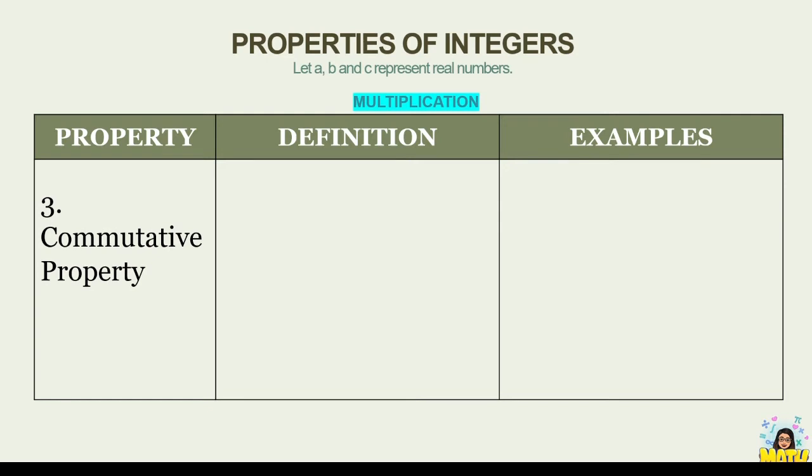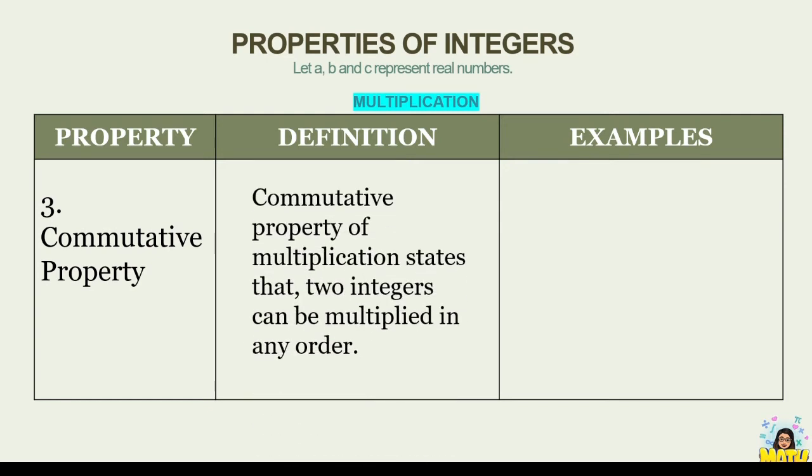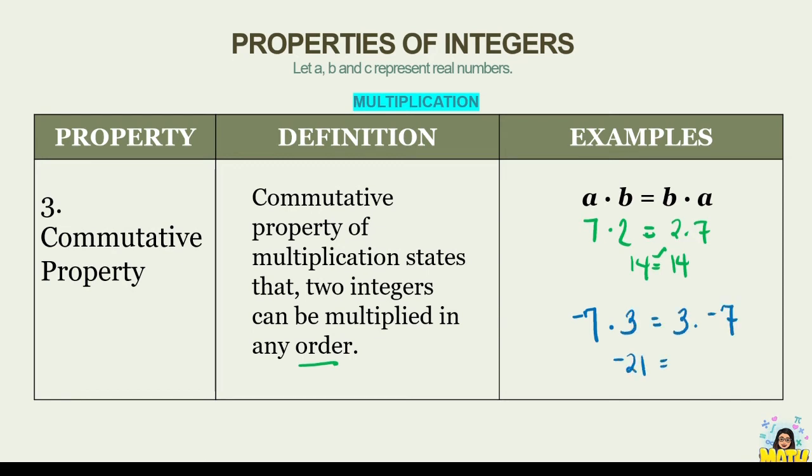Next, the third property is commutative property. So remember, pag sinabing commutative, the order of the factors will not change its product. So A times B, or kahit B times A pa yan, they will have the same answer. 7 times 2 is equal to 2 times 7 because they are both equal to 14. Or we can have negative 7 times 3. Both of them will have negative 21 as the answer. That is commutative property. So notice that division is not commutative for integers.